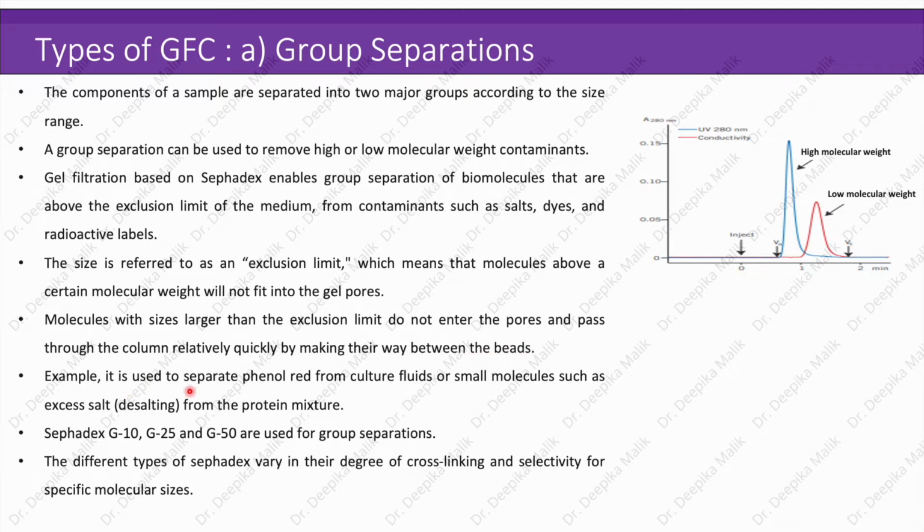For example, it is used to separate phenol red from culture fluids or small molecules such as excess salt, also known as desalting, from the protein mixture. Sephadex G10, G25 and G50 are used for group separations. These different types of Sephadex vary in their degree of cross-linking and selectivity for specific molecular sizes.